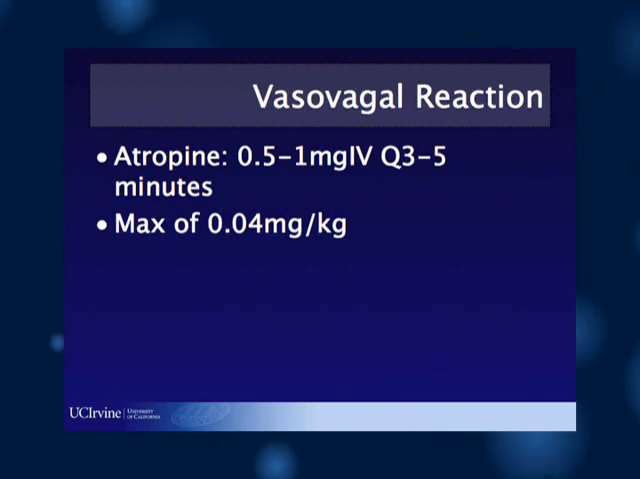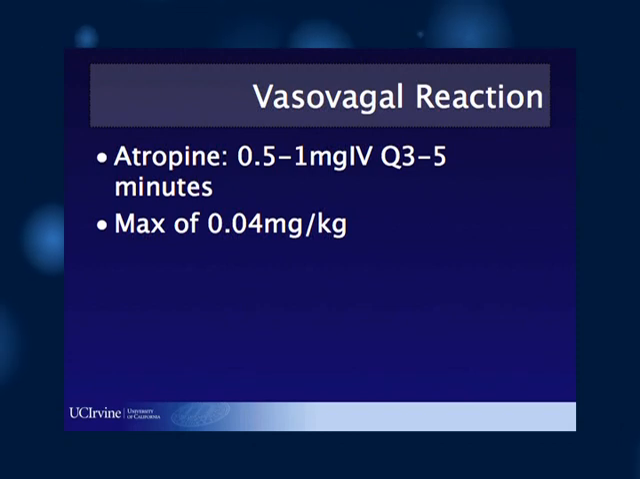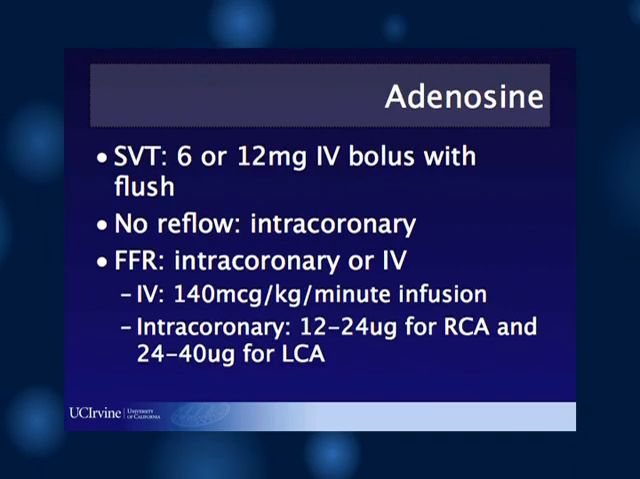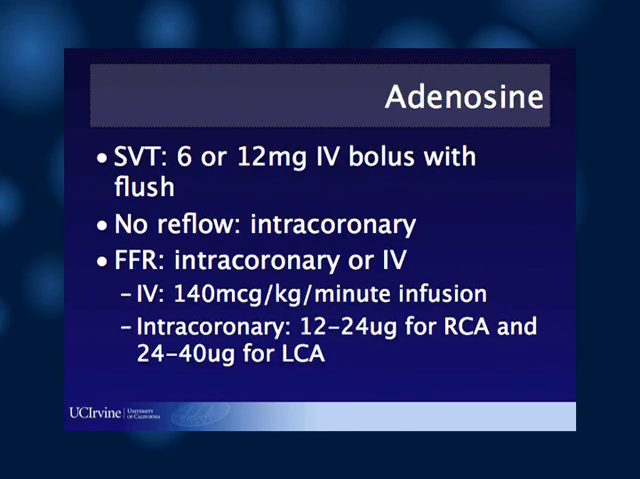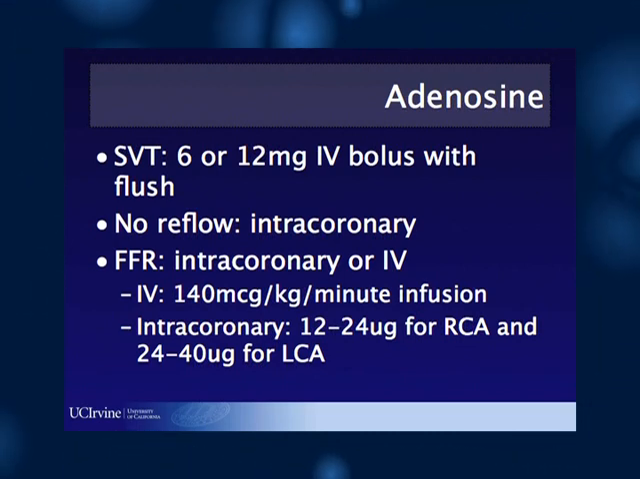For the treatment of vasovagal reactions manifest by hypotension and bradycardia, atropine in a dose of 0.5 to 1 milligram IV every 3 to 5 minutes to a maximum dose of 2 milligrams or 0.04 milligram per kilogram is administered. In the treatment of supraventricular tachyarrhythmia or when intracoronary or intravenous hyperemia is required, adenosine is the drug of choice.